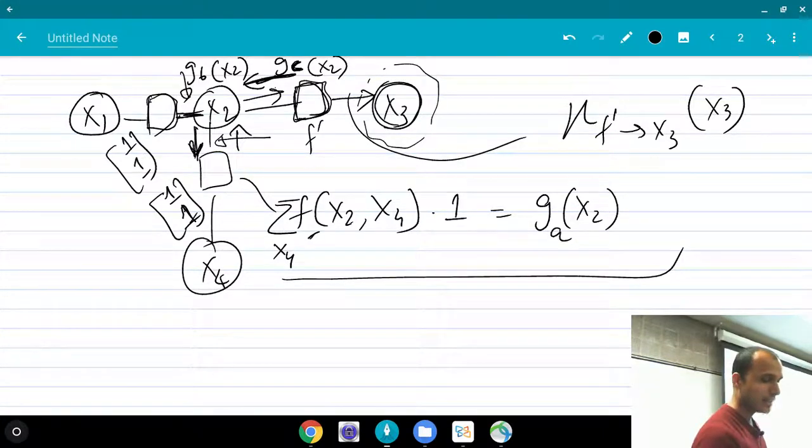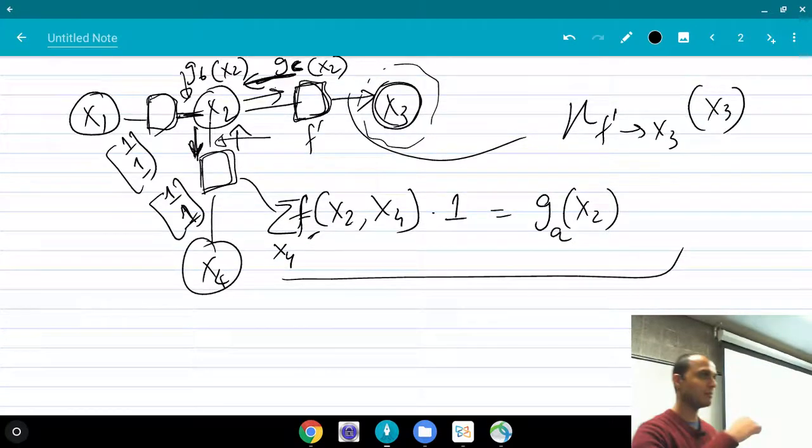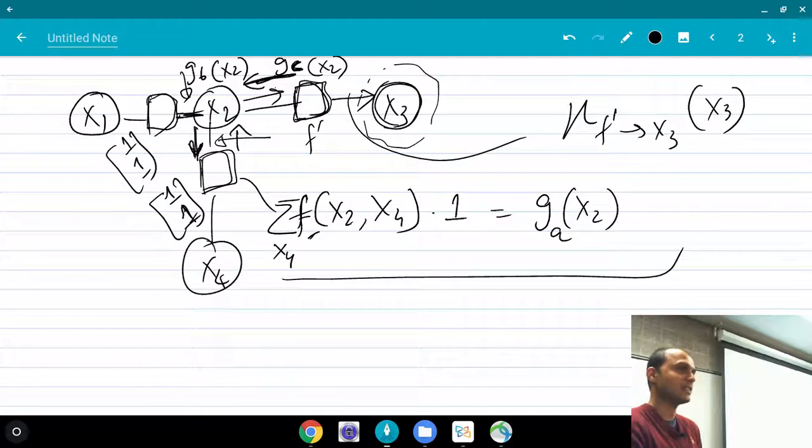And from f, not f2, this f, I got an incoming message. That message times this sum over x2 would give me a message to x4. Now that message to x4 is the marginal for x4, is the claim. Here we are not really doing any proof to say that is the marginal, but that's the procedure. Okay. Yeah, I get it now.